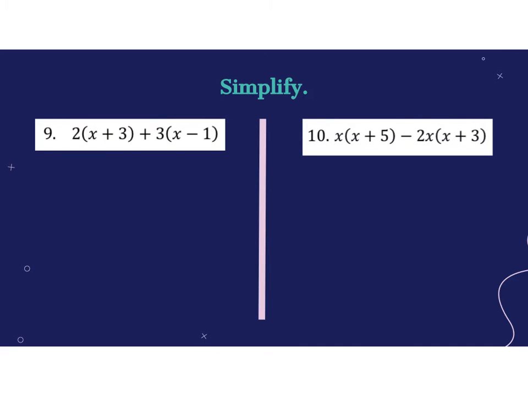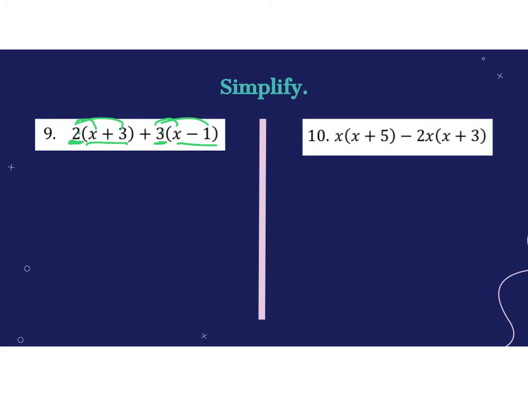All right, so let's take a look here. Now we have 2 sets of distribution in number 9. The first set of distribution is this 2 gets distributed to this first set of parentheses. The second set of distribution is the 3 that gets distributed to that set of parentheses. So the 2 is being multiplied by the x plus 3, and the 3 is being multiplied by the x minus 1. And you have to treat those two things separately. And then after we do the distribution, then we'll look for like terms.